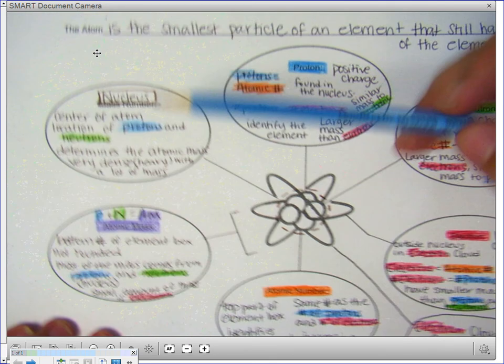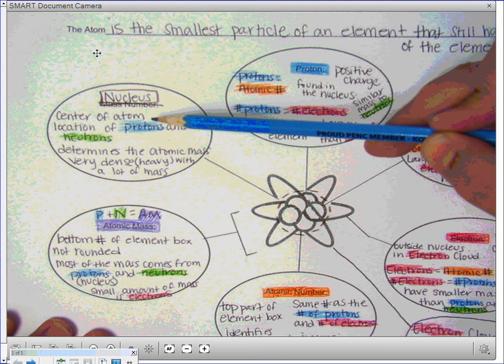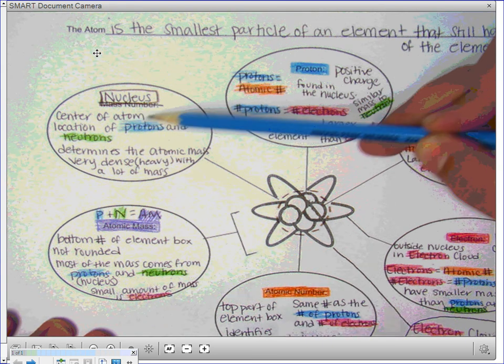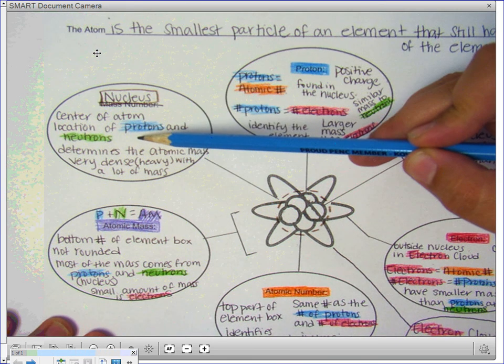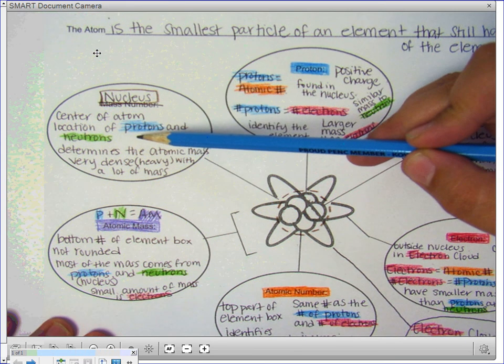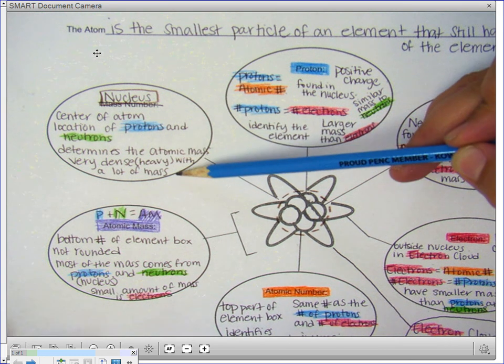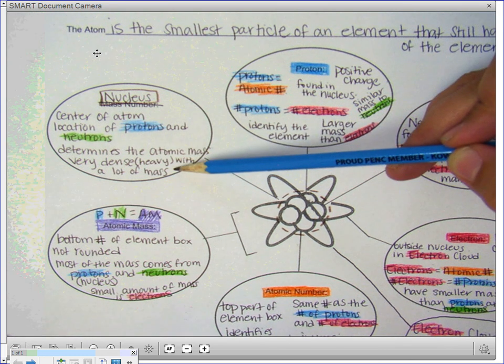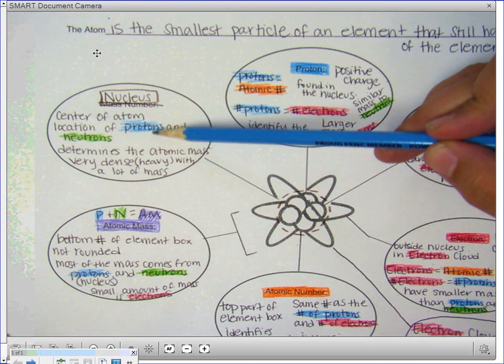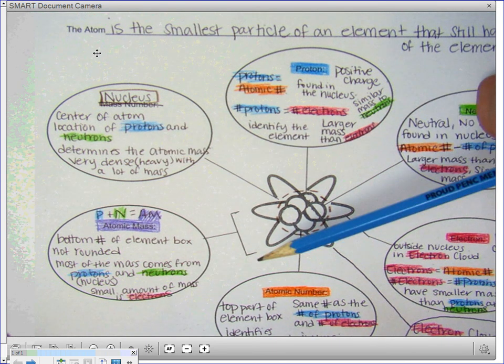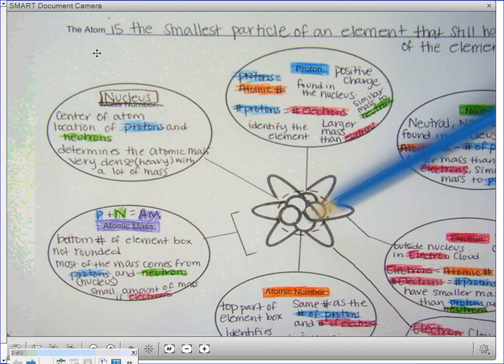So the nucleus is the center of an atom. It is the location of the protons and the neutrons. It determines the atomic mass, and it's very dense, or it's very heavy with a lot of the mass. Now remember, the mass comes from the protons and the neutrons, since they are the ones that are sitting inside the nucleus.